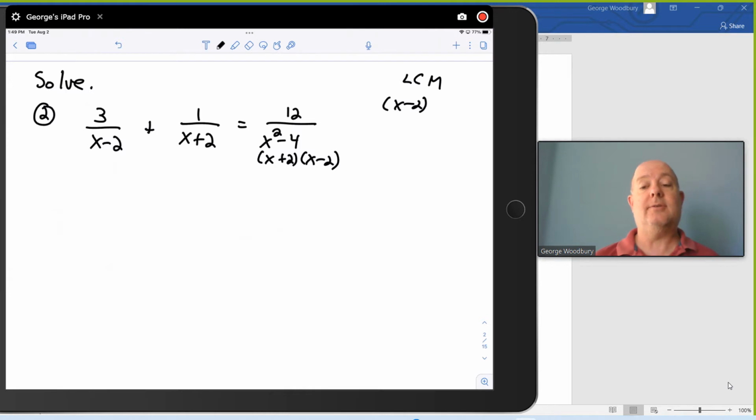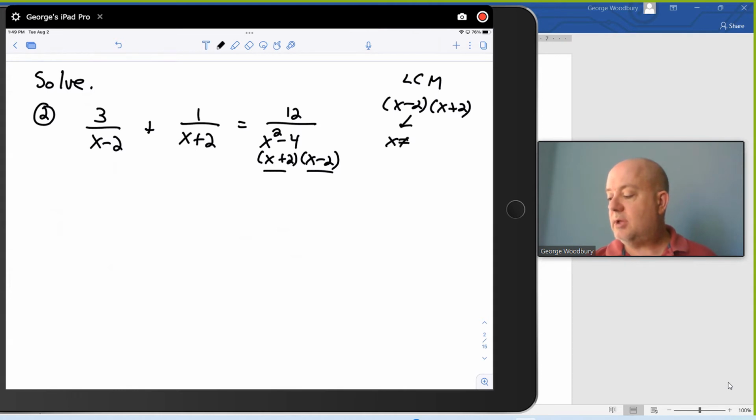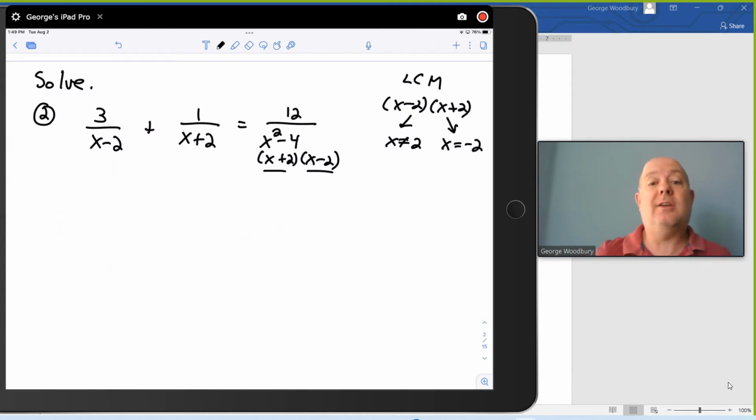Then I go to the next denominator and I'm looking for factors that aren't already in my LCM. And x plus 2 is one of those. Then I go to the next denominator, and x plus 2 and x minus 2 are already accounted for in my LCM, so I don't need to write them a second time. That is my LCM. X minus 2 tells me that x cannot be equal to positive 2, and the factor of x plus 2 tells me that x cannot be equal to negative 2 as a solution.